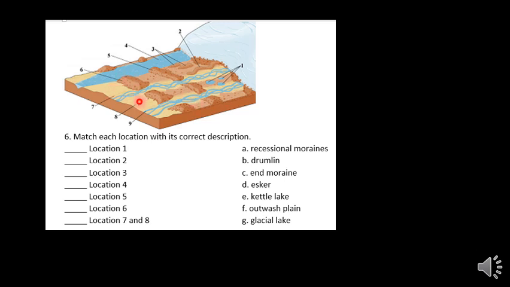Seven and eight, of course, are the outwash plain on the outside, and it doesn't ask you for nine, but nine would be a braided stream if we were looking for that.